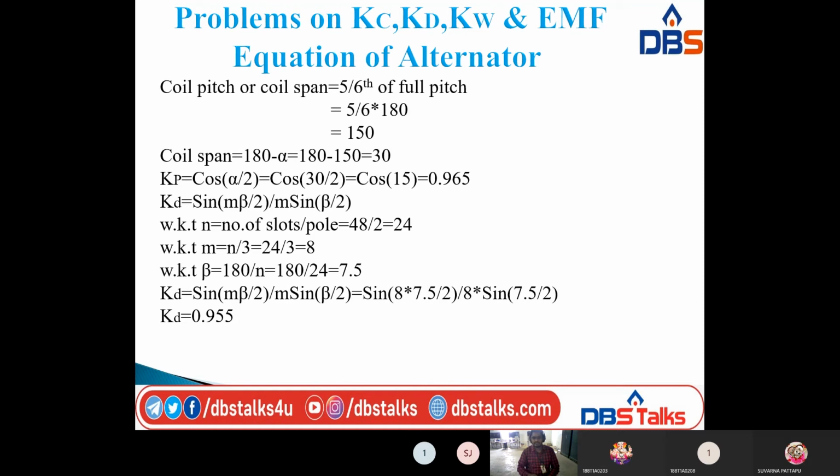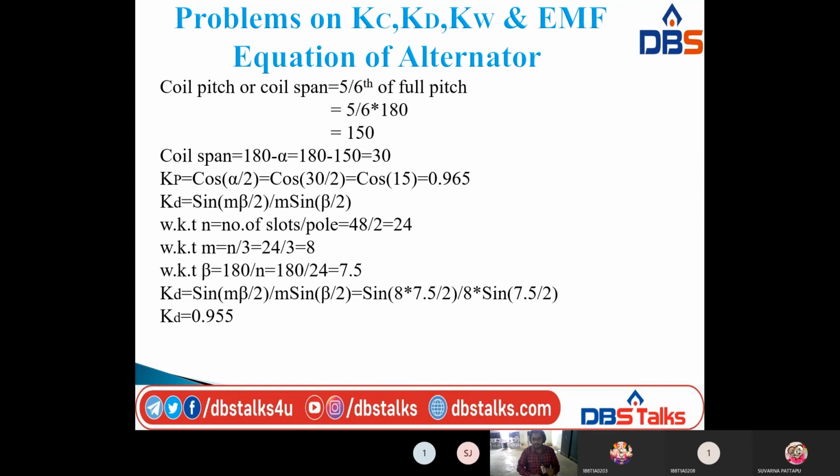And next, substitute this alpha value into the pitch factor formula, that is Kc equal to cos alpha by 2. Here the alpha value is 30 degrees. Substitute that into this, that is cos 30 by 2. We have cos 15, that is equal to 0.95. And next Kd, that is equal to sin m beta by 2 by m sin beta by 2. So before calculating the m value, we have to calculate the n value. Here n is equal to number of slots per pole. How many slots are given? 48. How many poles are given? 2. So 48 by 2 is equal to 24. This is the pole pitch value, that is n.